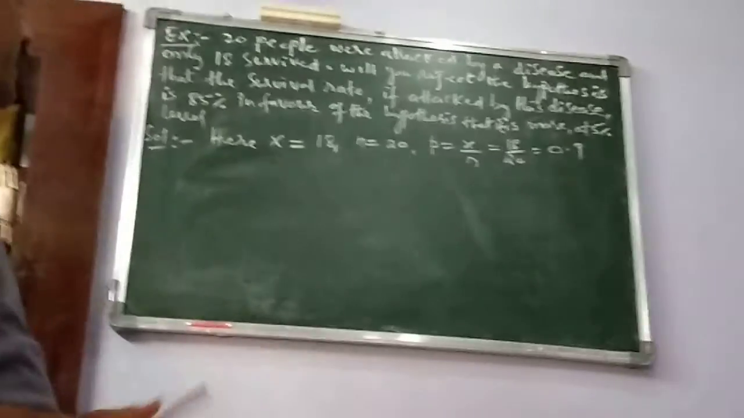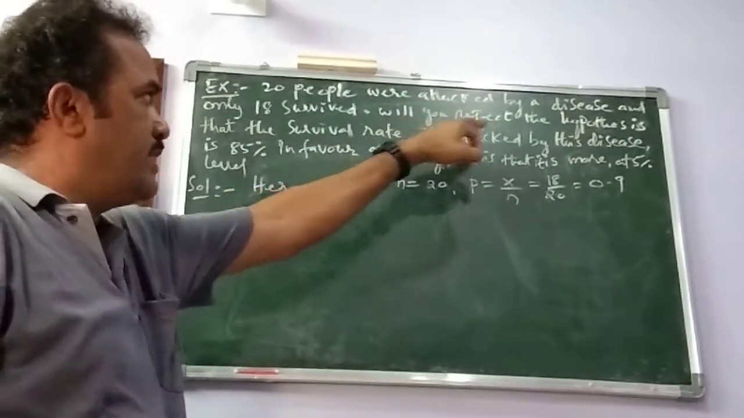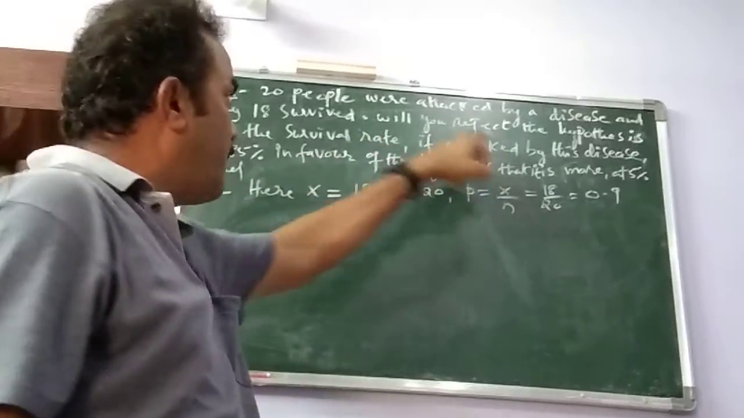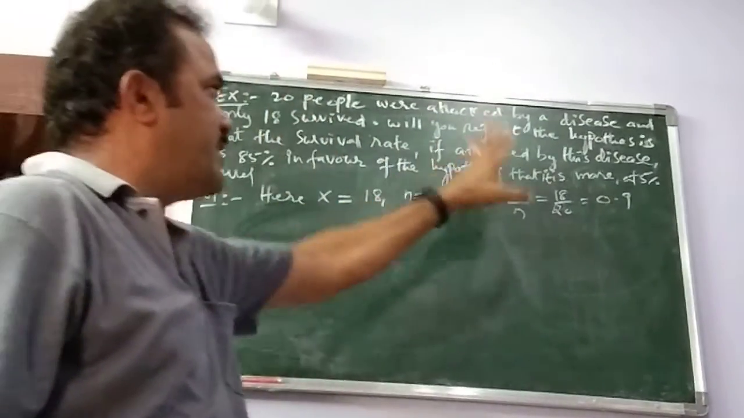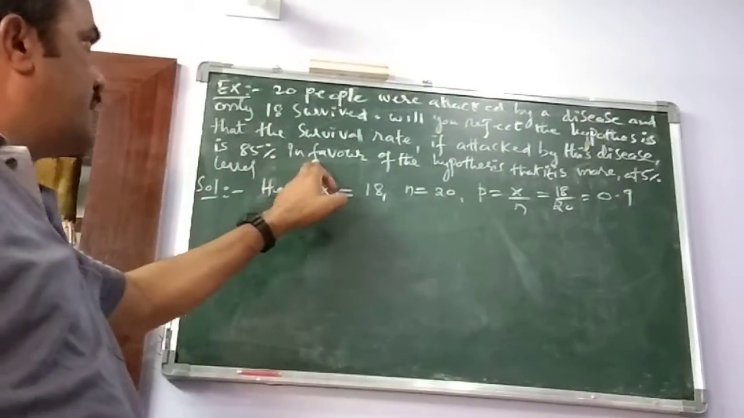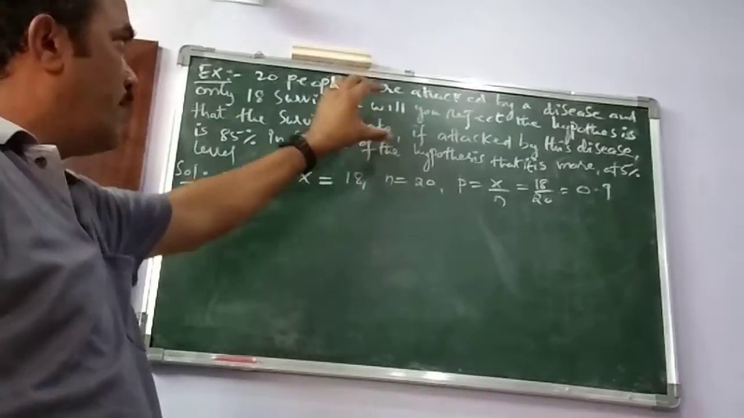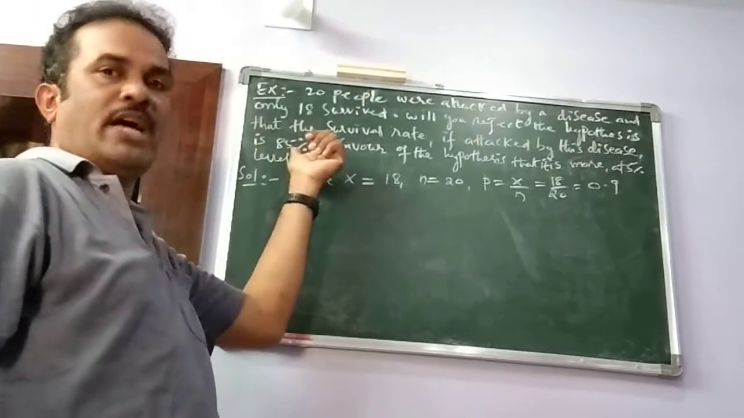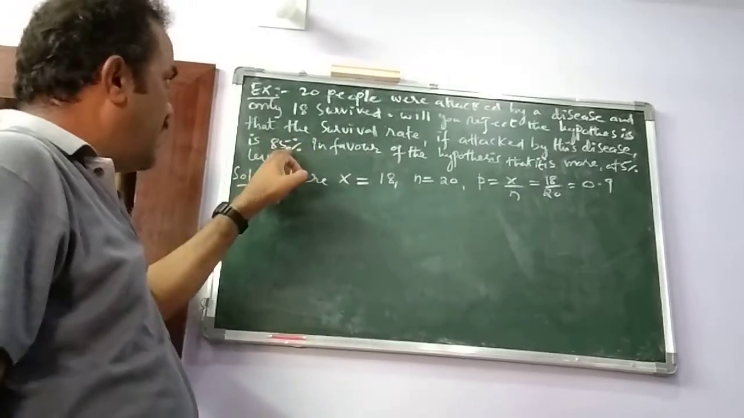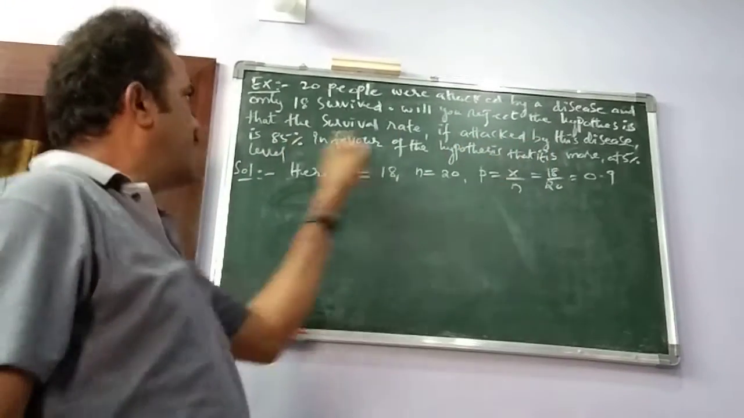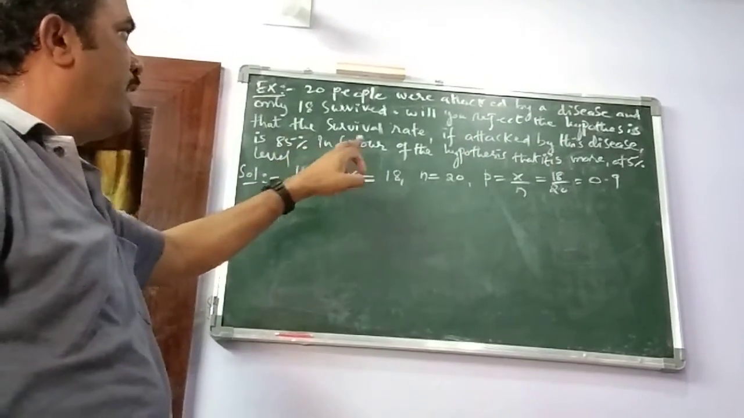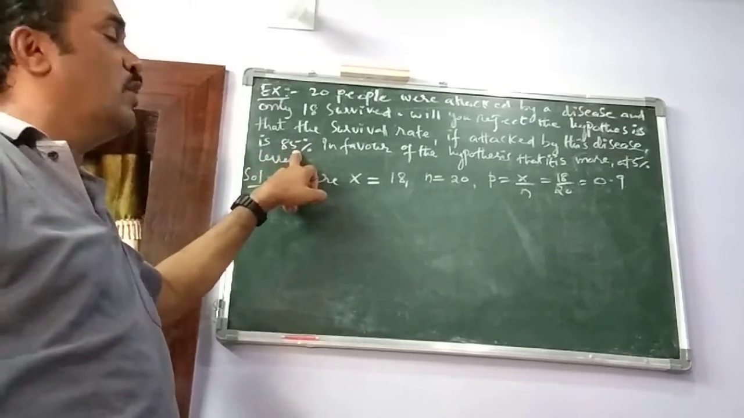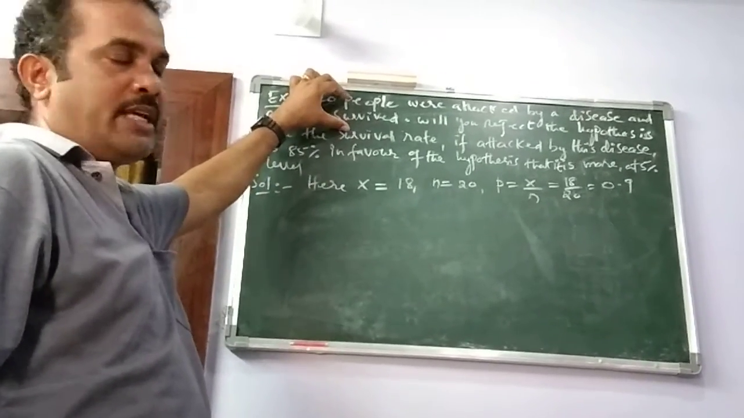Okay, so that is the information. So what is the question? Will you reject the hypothesis on the survival rate? This is the question. Suppose the disease was attacked, and 85% was in favor of the hypothesis. So this 85% is the more value. The people were telling 85% in favor of the hypothesis. That 85% is the more value for the given sample data.